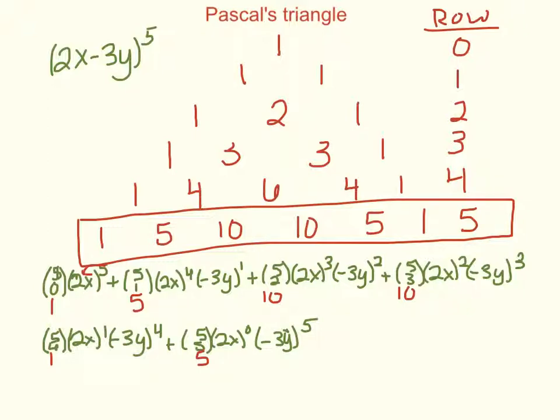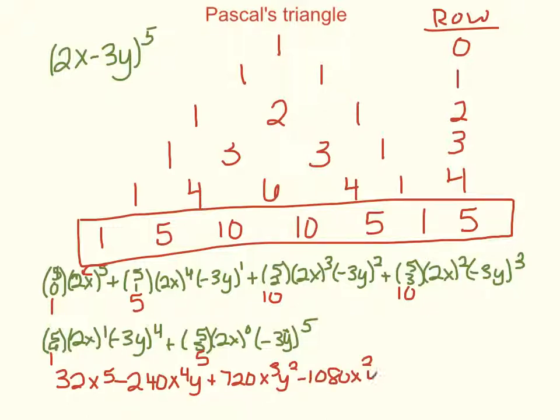2 to the 5th is 32, x to the 5th, and the rest of the equation looks like this. Minus 240, x to the 4th, y to the 1st, plus 720, x to the 3rd, y squared, minus 1080, x squared, y to the 3rd, plus 810, xy to the 4th, minus 243, y to the 5th.